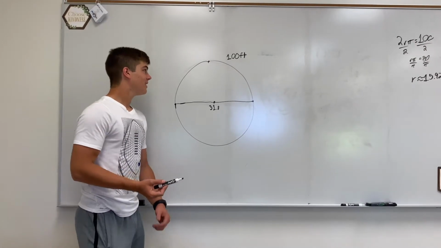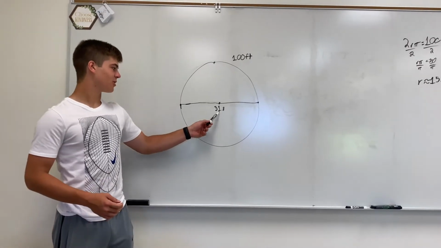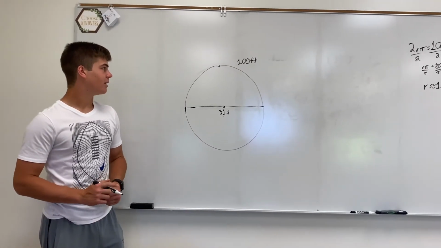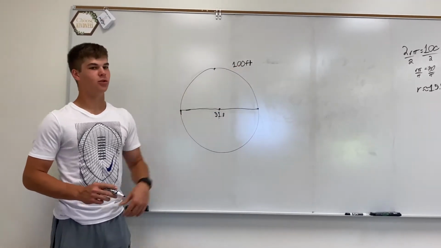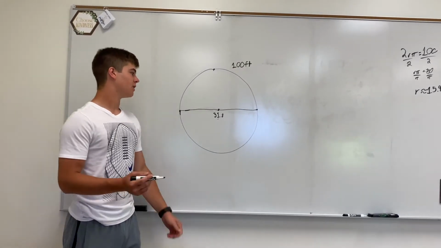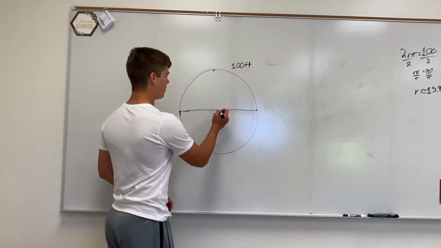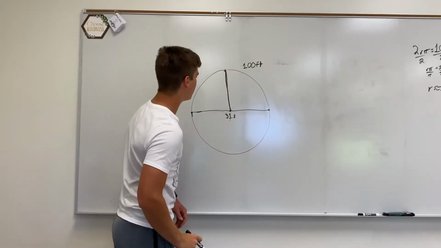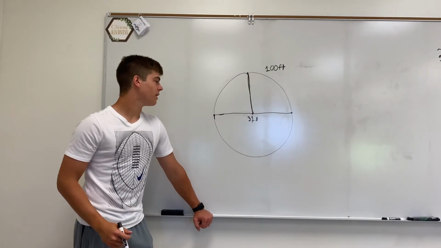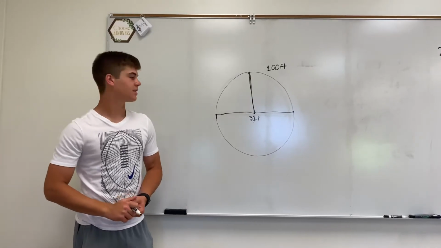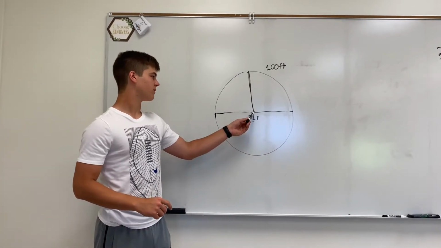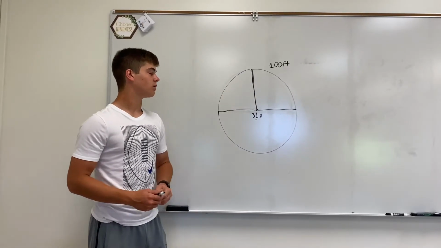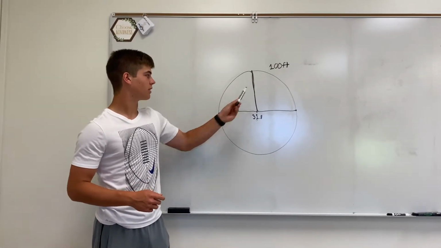Alright, so we know that the diameter is 31.8, and we're still going to use our 100-foot circle that Nick drove in. And let's say that I want to go from the center of the circle to a point up here in a straight line. And by definition, that is the radius. The radius is from the center to the outside of the circle. It's the length of the line.